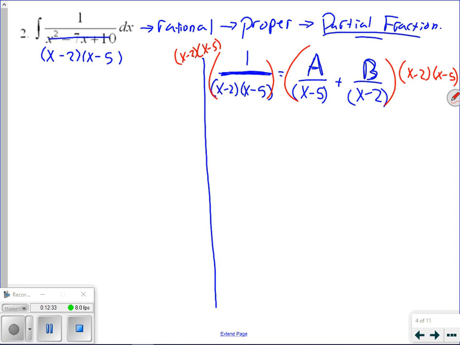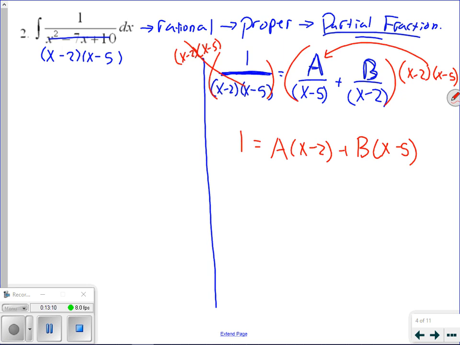Okay, now if I distribute the (x minus 2)(x minus 5) through, it crosses everything out on this side, so I'm left with 1. If I distribute it through to the A, then the x minus 5's cancel, so I'm left with A times (x minus 2). If I multiply it to the B term, the x minus 2's cancel, and I'm left with B times (x minus 5). Okay. Now we've got a linear equation to solve. It's actually a pretty simple process to solve for A and B. You just test x values and find the values that make it work.